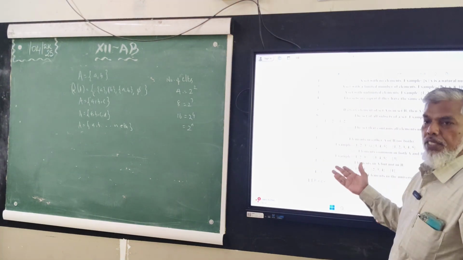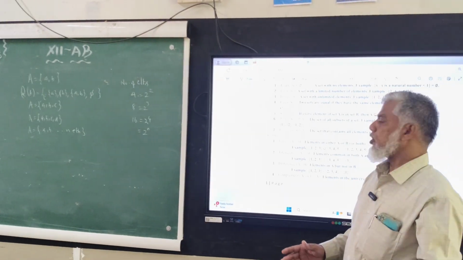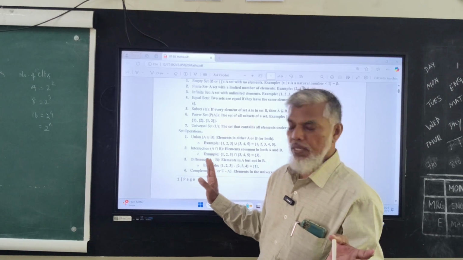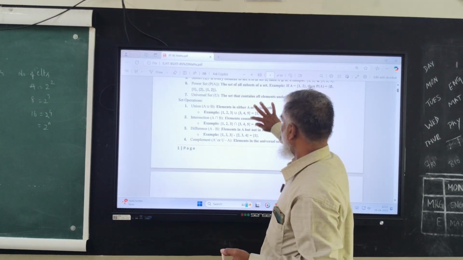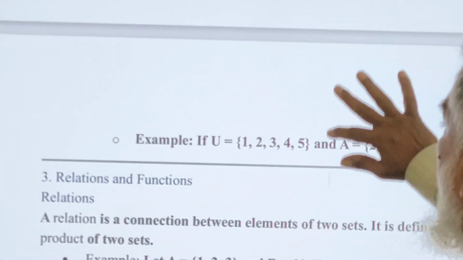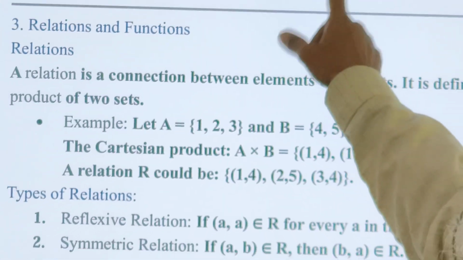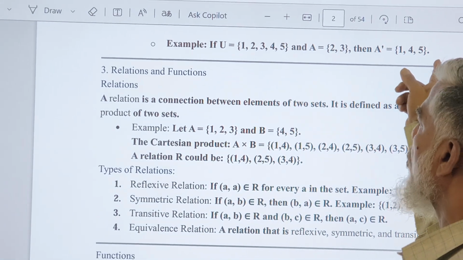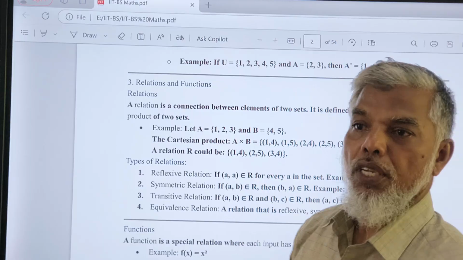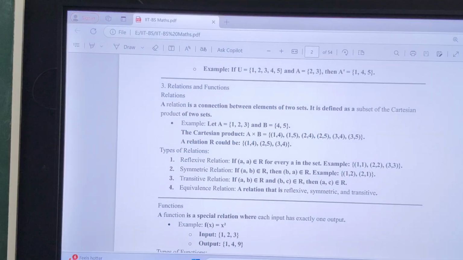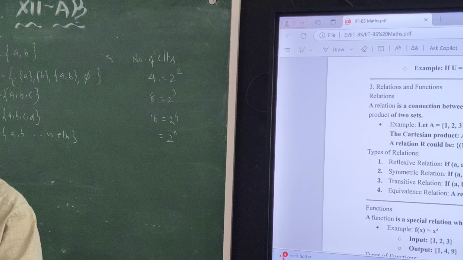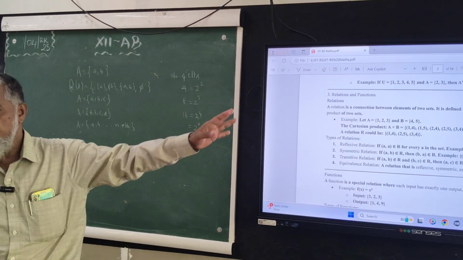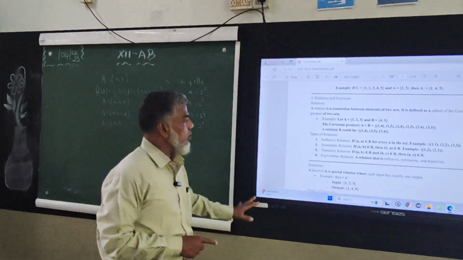And the universal set is a set which is under consideration, and union, intersection, difference, complement, etc. You know, right? Example, universal set is {1, 2, 3, 4, 5}, A is {2, 3}, A dash is {1, 4, 5}. Then we can find A dash, and even A union U, and the whole dash, etc. These are all simple things.